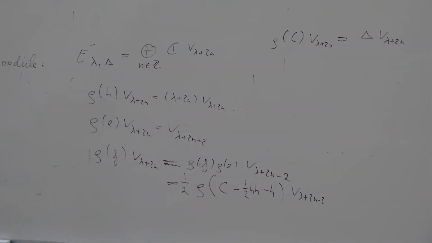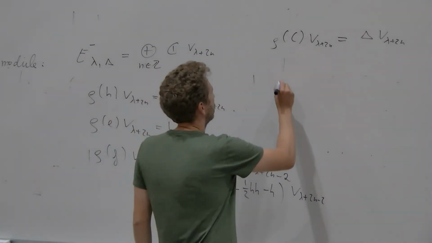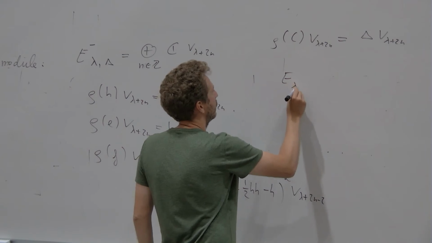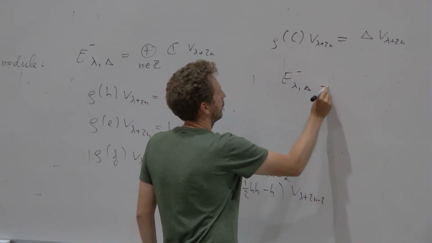Good, and these are the weight modules. Any questions? Right, but we're going to consider E minus lambda comma delta the same as E minus lambda plus 2 comma delta, is that the way I understand? Yes. So we observe that observation. Yes, you might say they live in different ways.